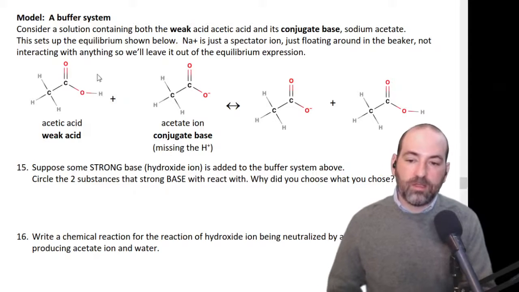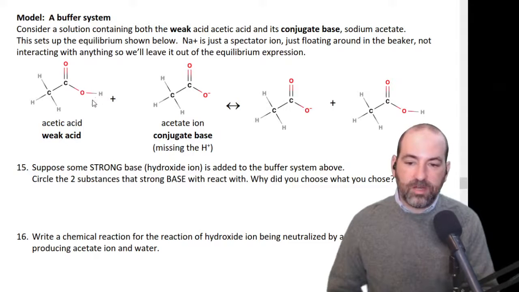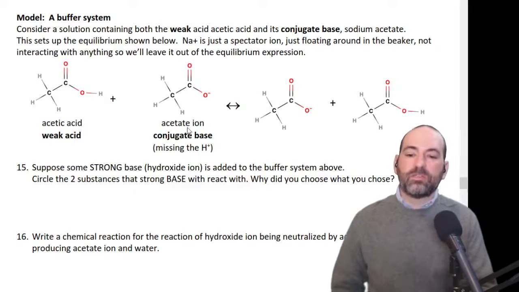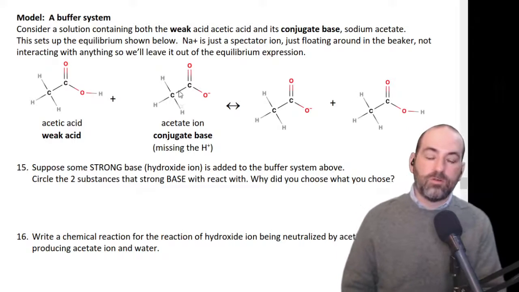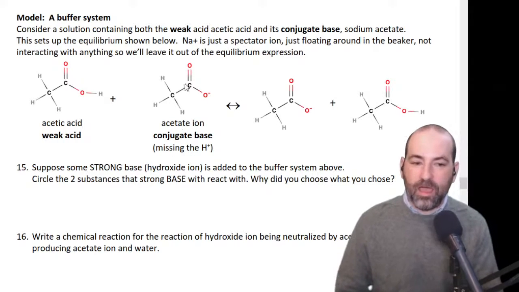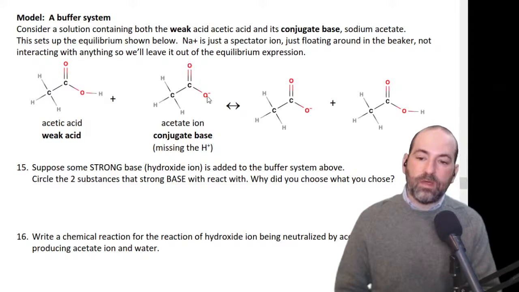So here's a Lewis structure of acetic acid, which is a weak acid. And then here's its conjugate base, where the hydrogen is missing, and this is called acetate. And so a buffer solution could be made from those two things. Again, you can't add an ion by itself, but something like sodium acetate, and then you would have a buffer solution.